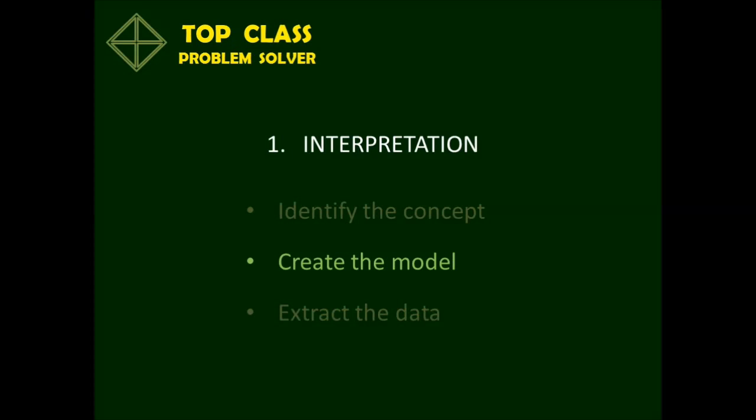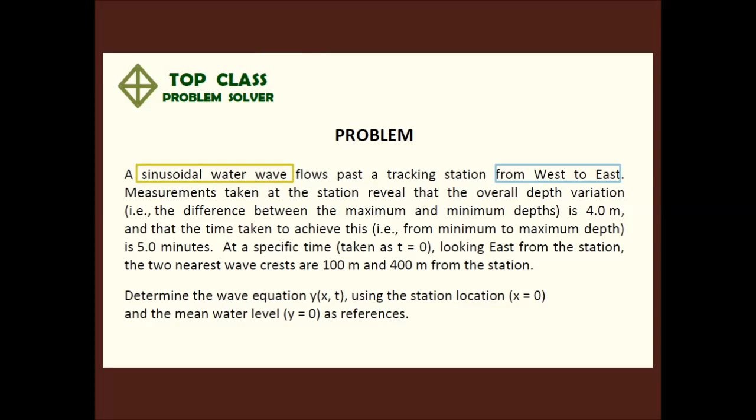The next step of the interpretation is to create the model and represent the model in a diagram. We are told that the wave travels from west to east, so we will make this axis our x-axis with east as the positive direction. We are told also that there is a tracking station and that this tracking station should be the origin of our x-axis. Finally, we are told to make the mean water level the y reference for our coordinate system.